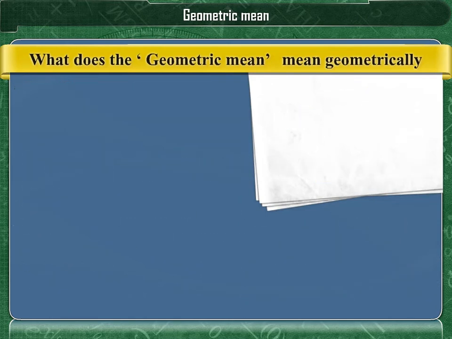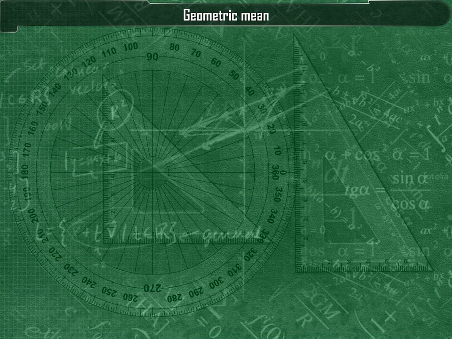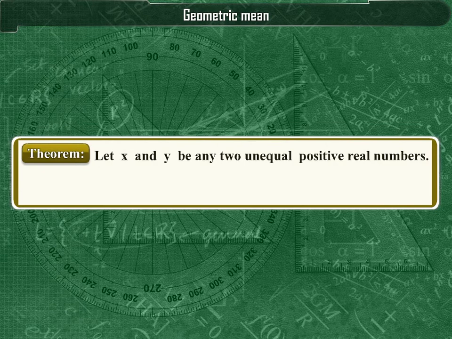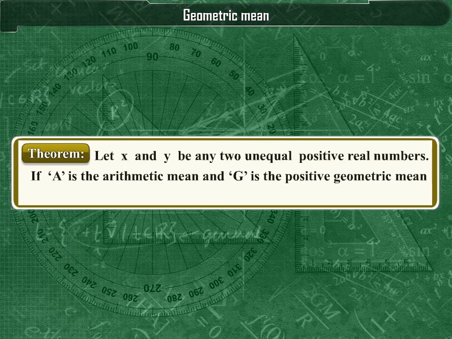Let us now learn a theorem on the relationship between the arithmetic mean and the geometric mean of any two given numbers. The theorem can be stated as follows. Let x and y be any two unequal positive real numbers. If A is the arithmetic mean and G is the positive geometric mean between x and y, then A is greater than G. The proof is as follows.